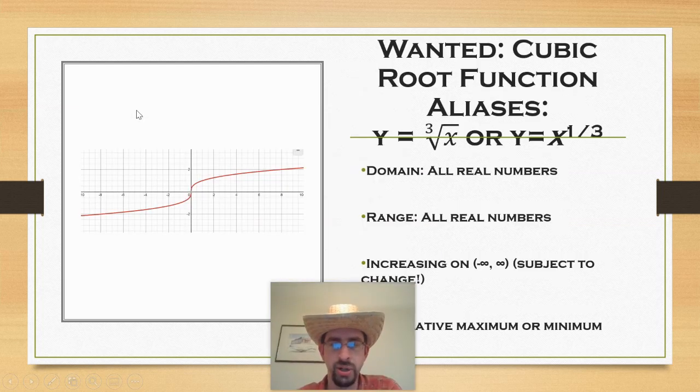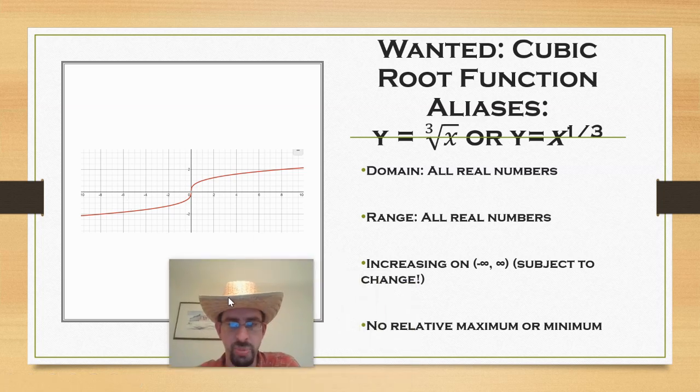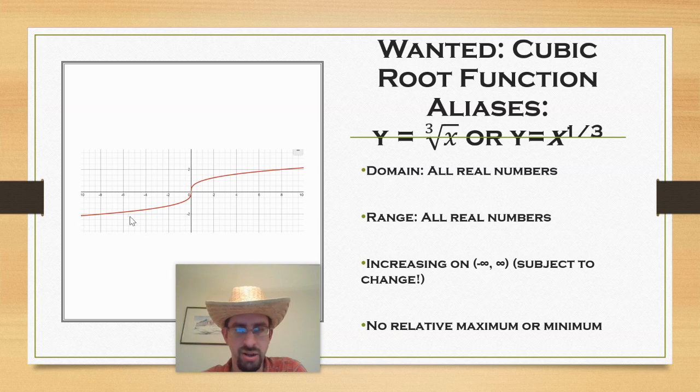Finally, cube root function. Alias, y equals cube root of x. Strange notation. Looks kind of like the square root, but has that 3 there to indicate we're dealing with a cube root. This is something that looks very similar to a very, very tired cubic function. It's laying down sideways. Domain all real numbers, range all real numbers, just like the regular cubic function. But don't be deceived. This function does also increase on all real numbers. No relative maximum or minimum.